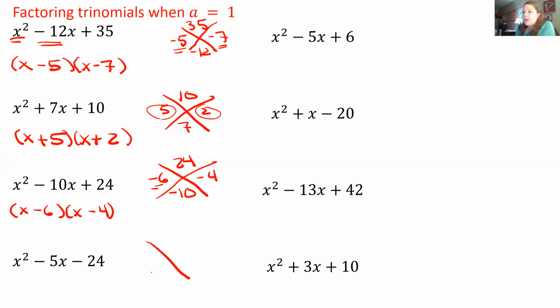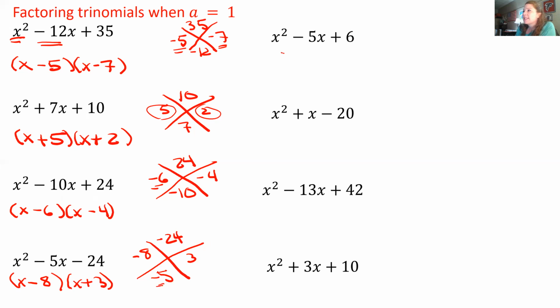Now we're trying to get a product of negative 24 and a sum of negative 5. So let's think of 1 and 24, 2 and 12, 3 and 8. If we want a negative sum, our biggest number has to be negative, right? Yep, that's it. So the square root of x squared is x, and then we have a minus 8 and a plus 3. And you can always go back and FOIL them and make sure your answers are right.